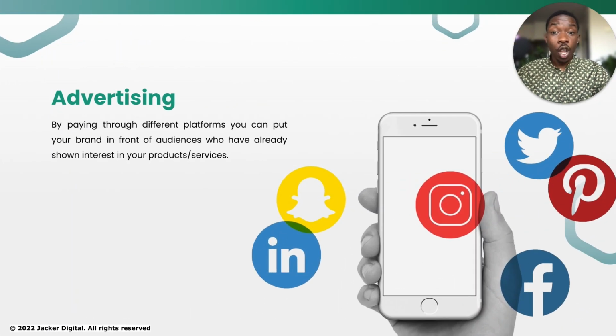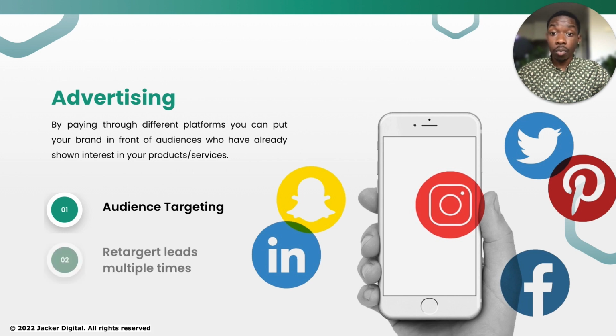Advertising is, of course, one of the number one ways to get people into your business. By paying through different platforms, you can put your brand in front of the audiences who have already shown interest in your products or services. And that's because you can use audience targeting. You can tell your ads exactly who to get, whether it's people who are looking for your products or services or people who fit the demographics of your personas.